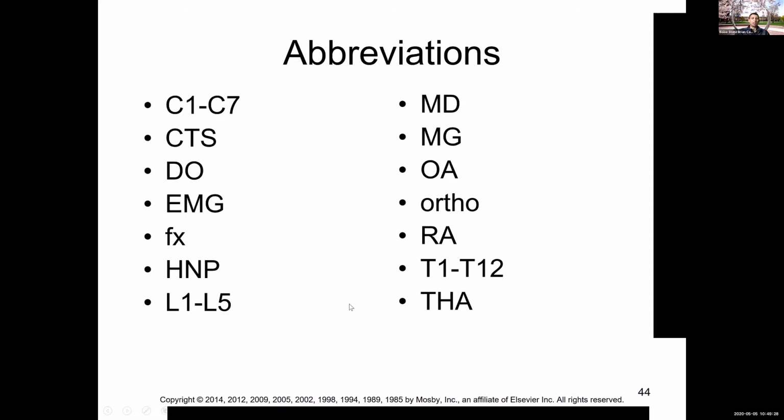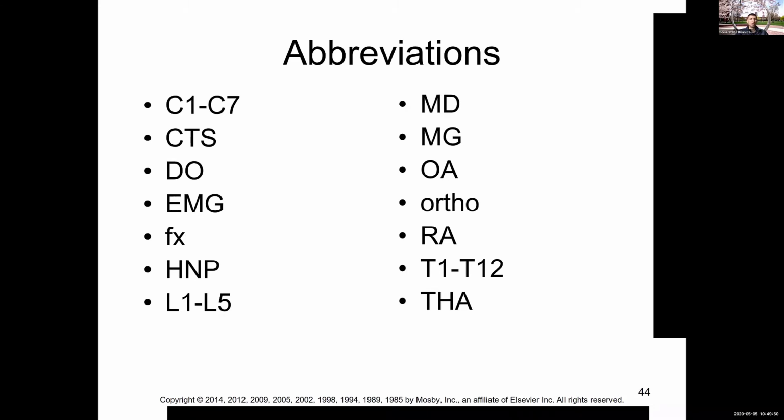And then the abbreviations for this chapter, which we've already seen quite a few. Remember the C is for cervical, T for thoracic, L for lumbar vertebrae, and then FX for fracture, RA for rheumatoid arthritis, MD in this case for muscular dystrophy, MG for myasthenia gravis.